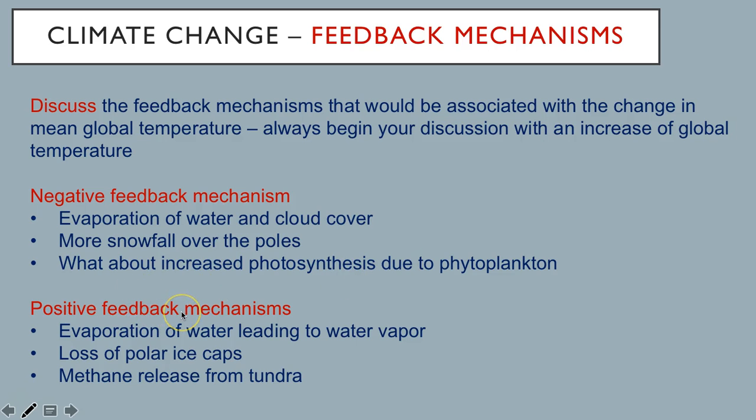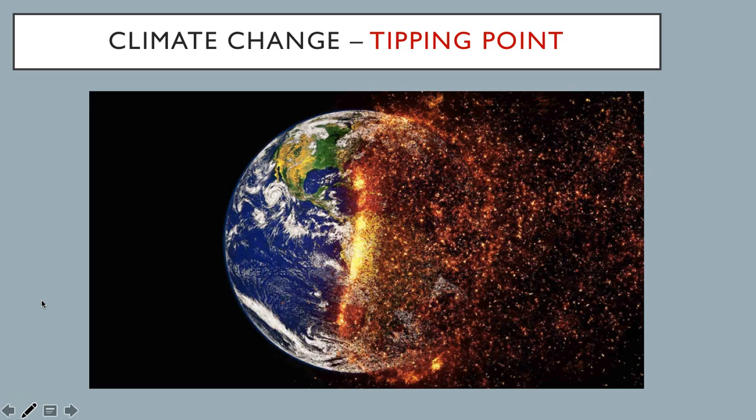Then there are the positive feedback mechanisms. Evaporation of water leading to water vapor, which traps more heat, increasing temperature. Loss of polar ice caps, thus less reflected light due to albedo, thus increased temperature. Methane release from tundra, which adds to the enhanced greenhouse effect. When will we reach a tipping point?